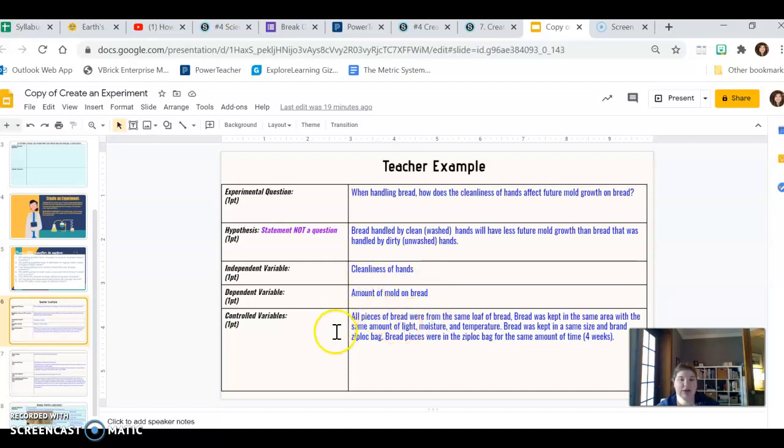And then eventually we have some things that we have to keep the same because this is a controlled experiment and we only want to change one thing at a time. And that's our independent variable, how clean our hands are. So the controlled variables would be everything else that we keep constant, or you might hear them referred to as constants as well. So all the bread will be the same. Bread will be kept in the same area with the same amount of light, moisture, and temperature. And it's going to be the same size Ziploc bag. Bread pieces were in the Ziploc bag for the same amount of time, 4 weeks. So these are all things that we're going to keep the same in order to make our experiment valid and controlled.